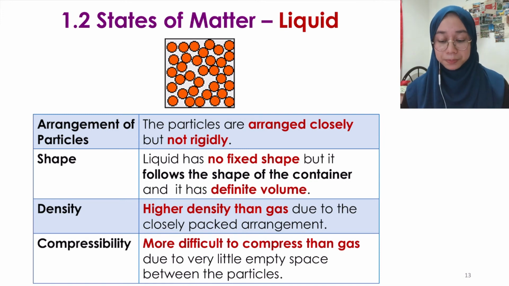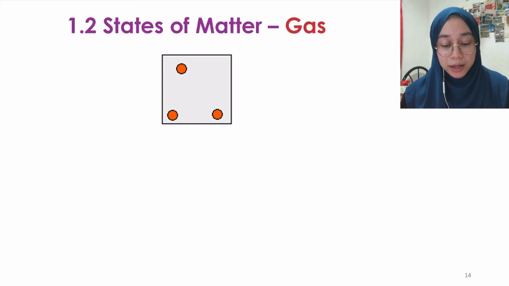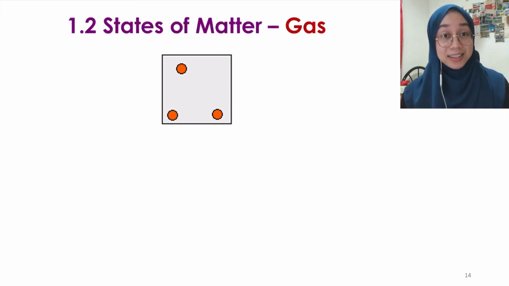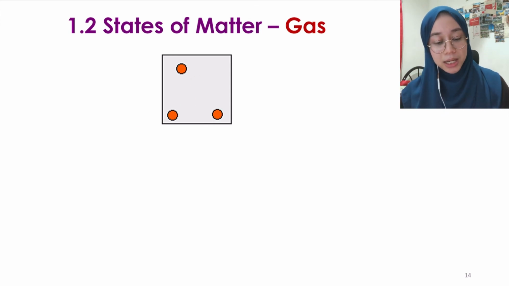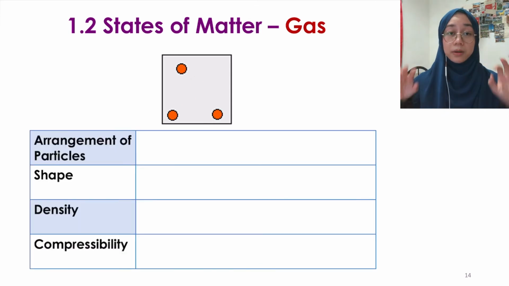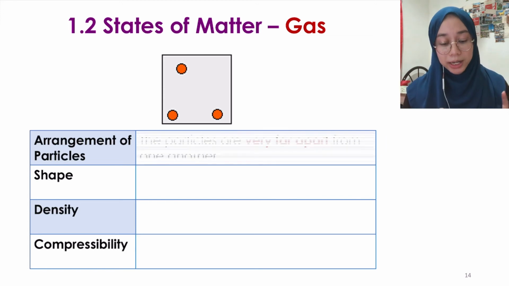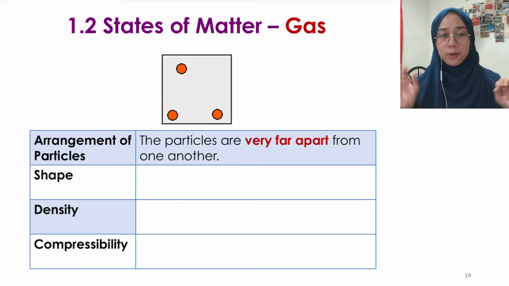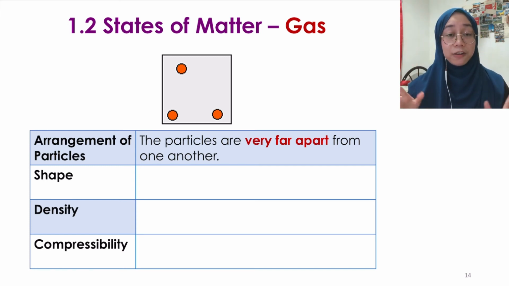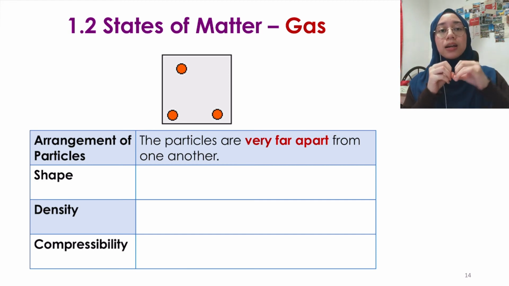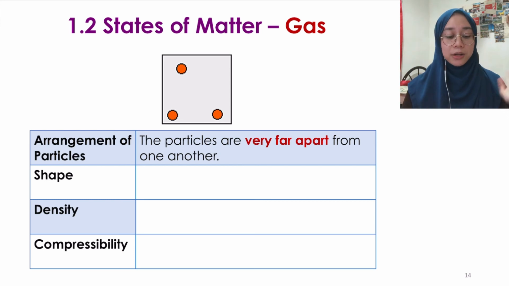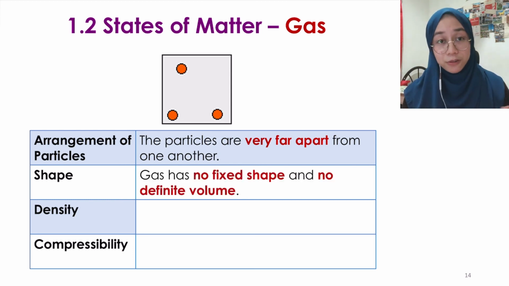And lastly, we have a gas. Okay, we have a gas particle. So dalam contoh ni ada 3 je gas particle kat situ. Okay, so we only have these 3. So arrangement of particles, obviously the particles are very far apart from one another. Okay, so bila dah far apart from one another ni, meaning space yang ada adalah sangat besar. Okay, therefore in terms of shape pula, there's no definite shape sebab particles tu dia tak fix at one place kan. Particles tu bergerak, therefore there is no definite shape and there's no definite volume as well.